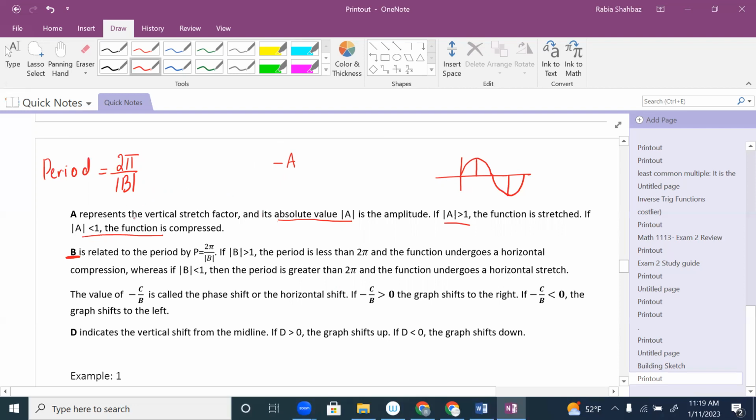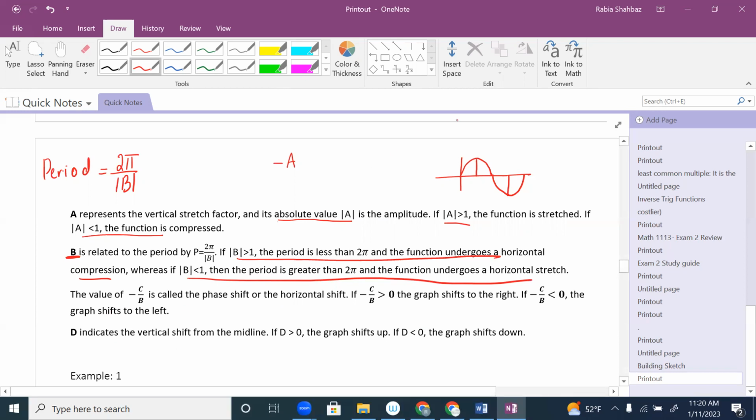The value of B has a different impact than the value of A. If B is greater than 1, it will actually make your graph horizontally compress. And if it is less than 1, it will make your graph horizontally stretch. You can easily remember this because you're dividing. If you divide a number by a number greater than 1, that makes your output smaller, so your period will be less than 2 pi. And if you divide by a number less than 1, it will make your output bigger and your period will be more than 2 pi.